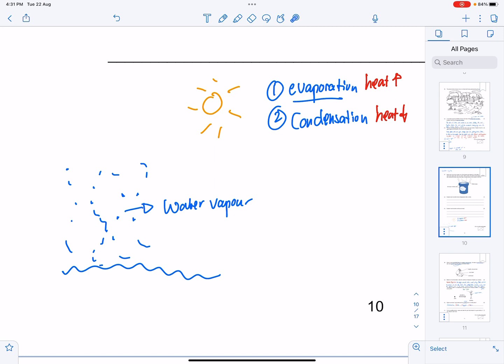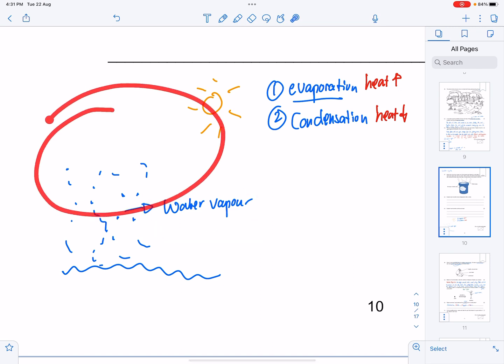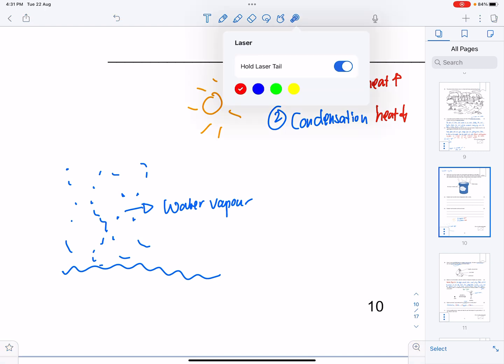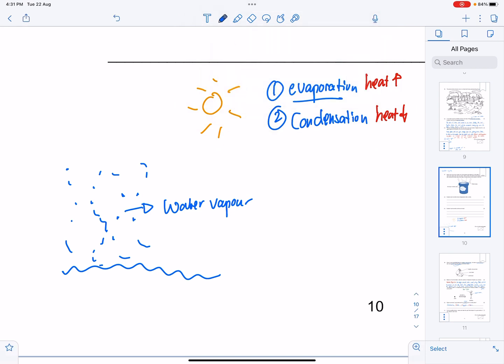As it goes up, it starts to lose heat. So remember condensation, we're talking about losing heat. So where does this warmer water vapor lose heat? It loses heat to the cooler surrounding. As it loses heat to the surrounding cooler air, it will start to condense into very, very tiny little water droplets. And this is actually what we see as clouds. Clouds are actually just tiny water droplets.